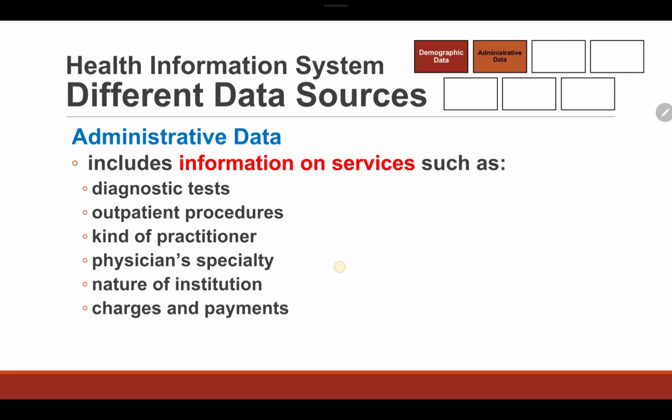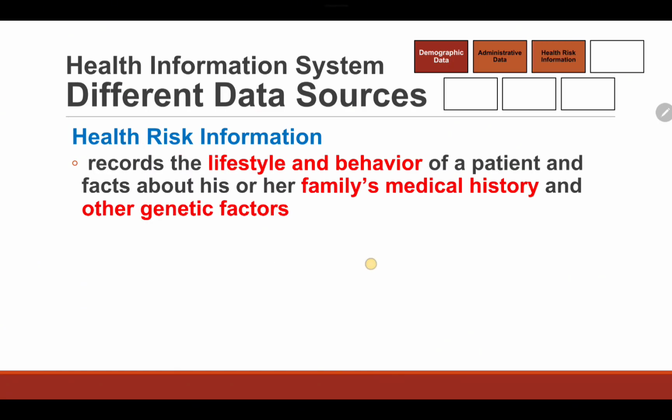Okay? Another, we also have the administrative data, okay, which includes information on services such as this one, mga administrative data yun sila. Okay? So, once again po, we are talking about the comprehensive database po ha, that a HIS should have. These are the databases that a HIS should have. Okay? Next, we're going to talk about the health risk information, which records the lifestyle and behavior of a patient and facts about his or her family's medical history and other genetic factors.